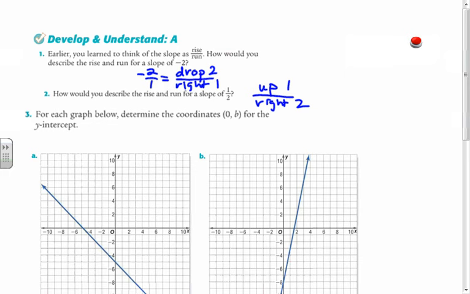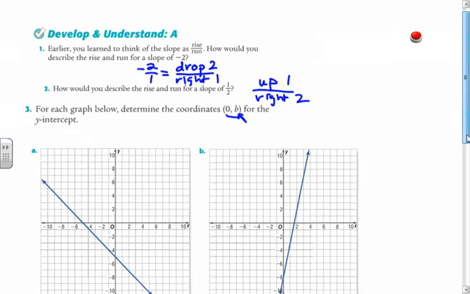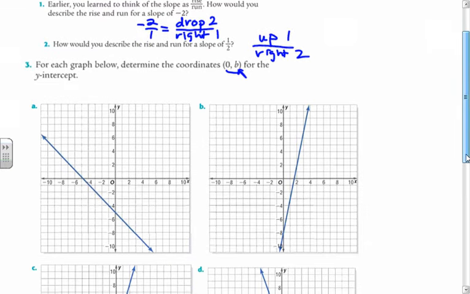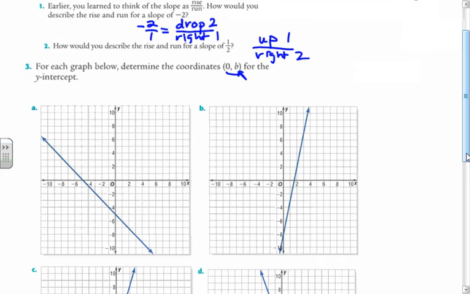The other thing you should know is that when we say (0, b), what we're talking about is the coordinate on the y-axis, where b is the y value of that point on the y-axis. So the first thing we're going to do is find those coordinates for each of these graphs. I'm going to do graph A and B, and you can try C and D after the video is done. If you look on the y-axis, the point where the line crosses the y-axis is called the y-intercept.